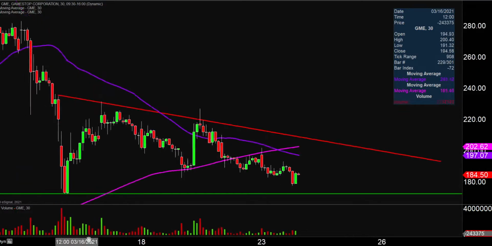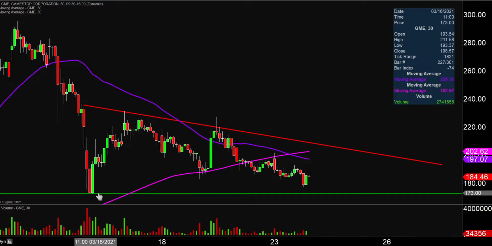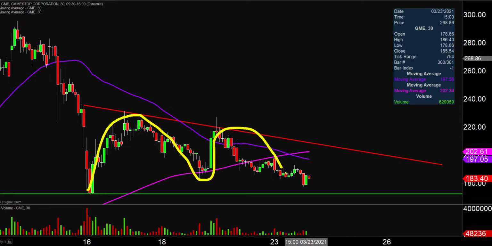But now really the big dynamic here moving forward is in regards to that 173 area, which is the lows from right there and an area of support. And really the bottom part of this pattern, and in the world of technical analysis, this pattern right here would be known as a descending triangle, which is a bearish pattern.